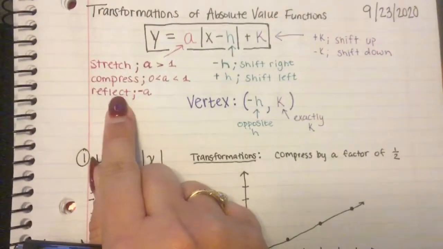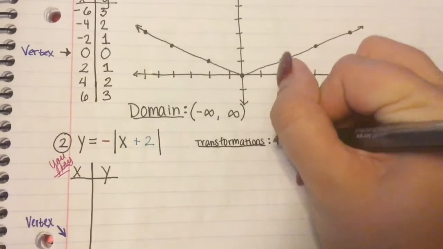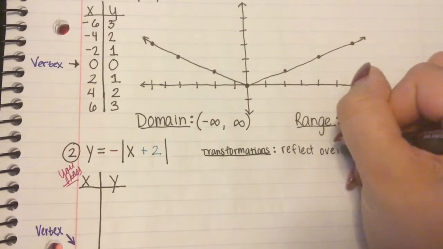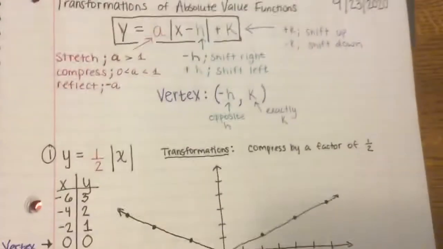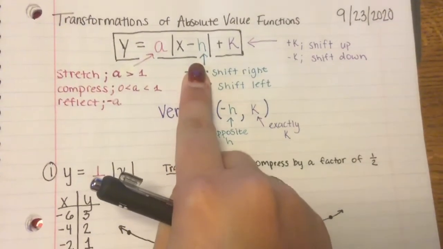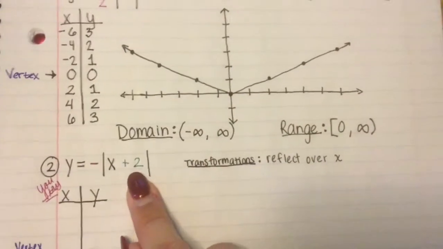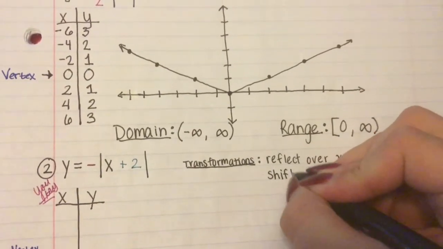Our next example has a negative in front. That negative is a reflection over x. So my first transformation is reflect over x. The next thing that I'm going to look at is that +2, which is an h value. When our h is positive, it shifts us to the left however many units. So here I'm going to write shift left by 2, or I could write shift left 2 units.